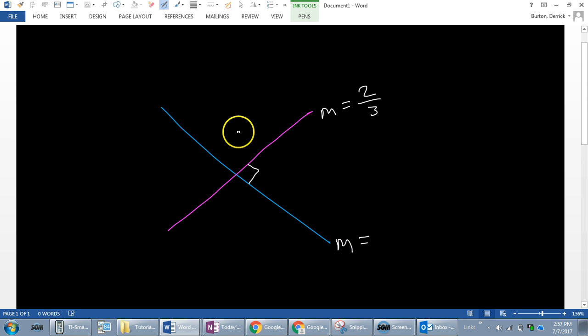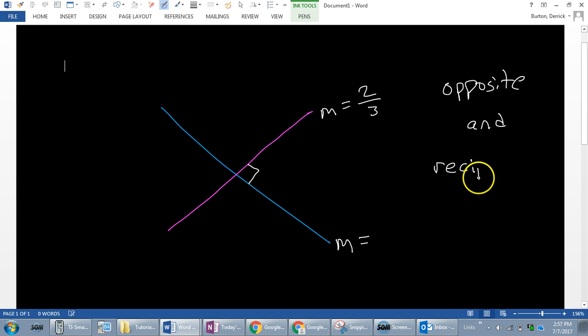No. Okay, so there are two things that are going to change. When we have perpendicular lines, we say that the slopes are opposite and reciprocal. The reciprocal part means if I have 2/3, then the other line is going to have slope 3/2. That's the reciprocal. Opposite means opposite in sign. So the pink line is a positive slope, and then the blue line is a negative slope.